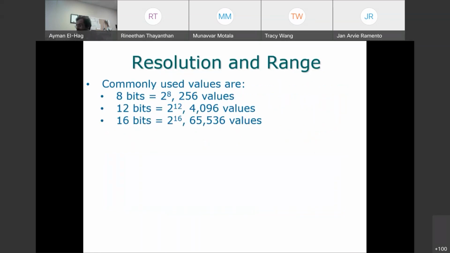And let's have some practical examples. So if you have 8 bits, you have 2 to the 8, or 256 different values. 12 bits, now this is more of a practical number of bits, 12 and 16. So you will have 4096 values, and this is 65,000. Now, most of the recent cards are 16 bits. But for your card here, it's only 10 bits because you don't need more than that.